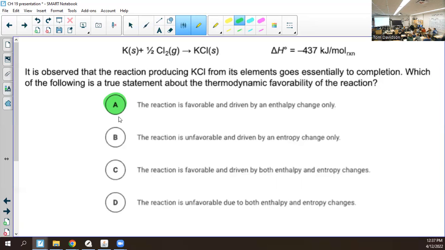Because it goes to completion. Now, it does that, but that's not the reason why we know it's favored. It happened. It literally did its job and went to completion. That means it's favored. It's going to happen, but not because of entropy. That said, it shouldn't have happened, right? The enthalpy, the delta H, says it should not have happened. So since it was favored because it went to completion, it could only have happened that way because the enthalpy change drove it in that direction.